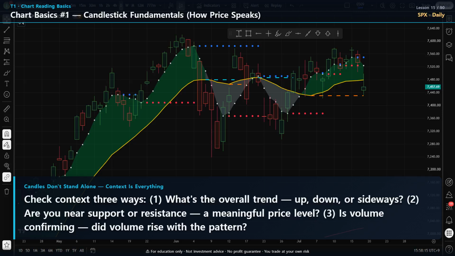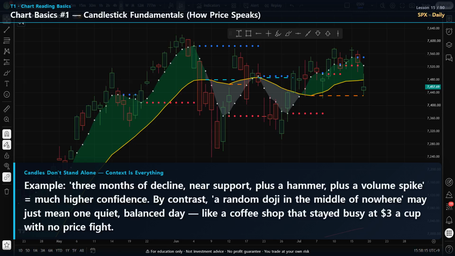Check context 3 ways. 1. What's the overall trend? Up, down, or sideways? 2. Are you near support or resistance, a meaningful price level? 3. Is volume confirming? Did volume rise with the pattern? Example: 3 months of decline, near support, plus a hammer, plus a volume spike, equals much higher confidence. By contrast, a random doji in the middle of nowhere may just mean one quiet, balanced day, like a coffee shop that stayed busy after a 3 dollar cup with no price fight.